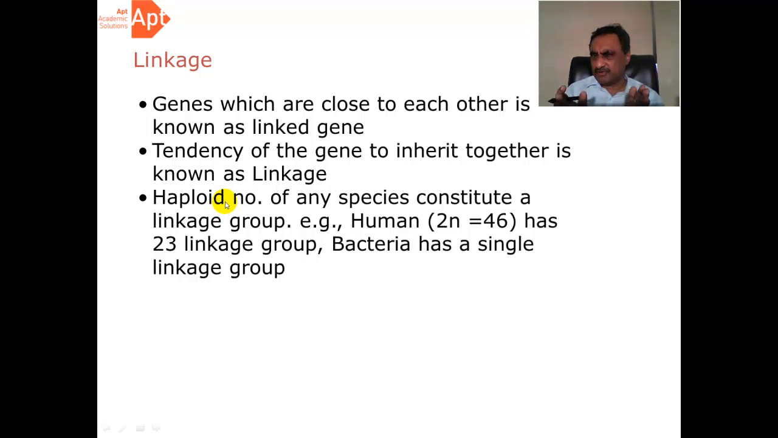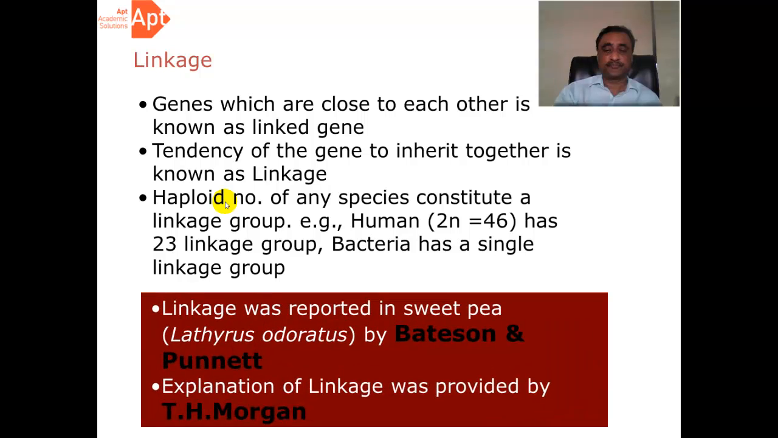Why does it happen? Because the genes are very close to each other. And since they are very close, it is not possible to have a crossing over between these two genes. That is why it leads to linkage. A little bit about history: linkage was first reported in sweet pea by Bateson and Punnett, and later the mechanism of linkage was explored by Morgan. So in today's session, we are going to see both experiments.